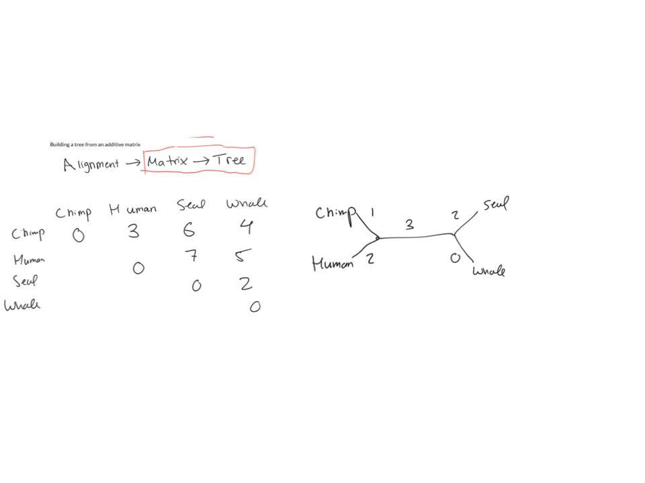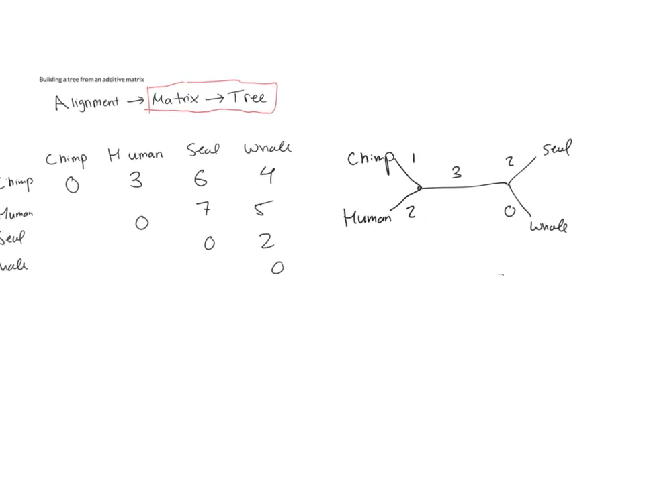Right, so I'll look at a few of these. So for example, between chimp and human, there should be a distance of 3. So here's chimp and here's human, and here's 1 and 2, so that makes 3. Between chimp and seal is 6. So chimp, here's 1, and then now we're at 4, and now we're at 6. So I think this tree works, but how did I do that? Well, I'm going to show you an algorithm to do that, and then I'm going to tell you about how that algorithm usually doesn't work.